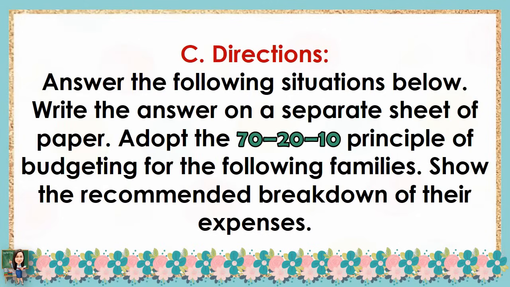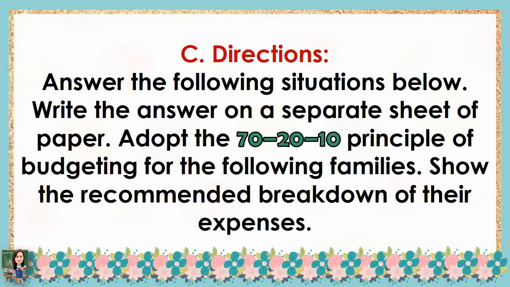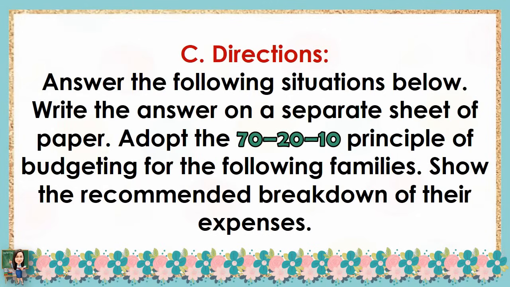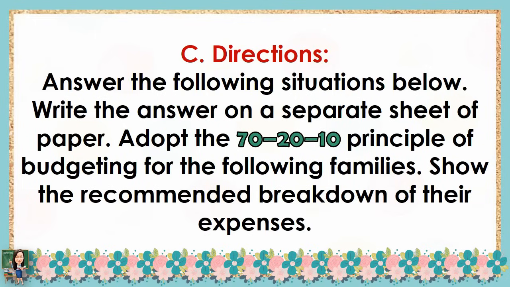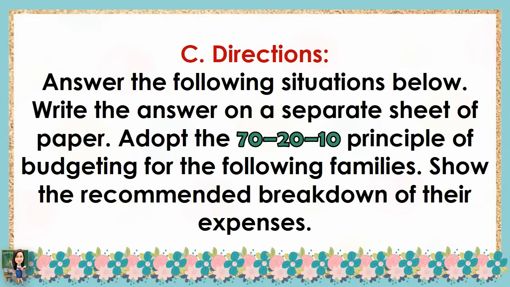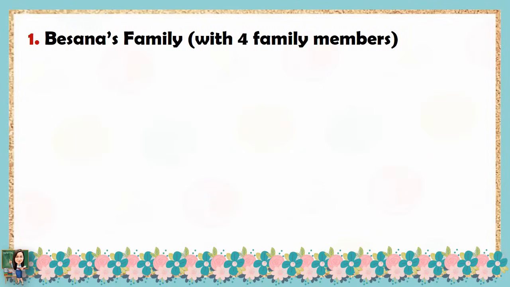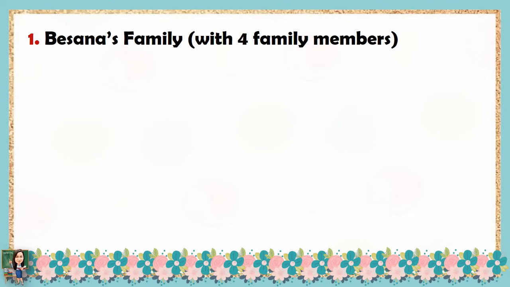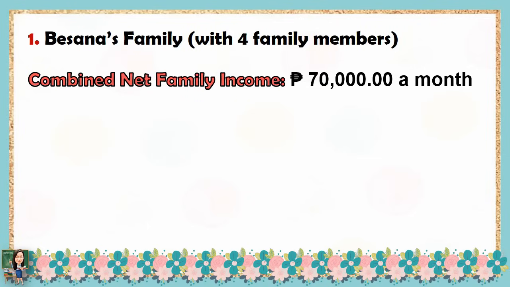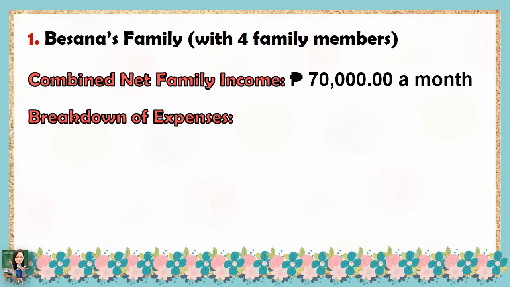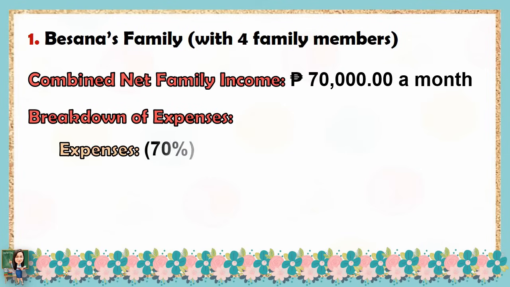For this activity, answer the following situations below. Write the answer on a separate sheet of paper. Adopt the 70-20-10 principle of budgeting for the following families. Show the recommended breakdown of their expenses. Number 1. Besana's family with 4 family members. Combined net family income is 70,000 pesos a month. And here is the breakdown of their expenses.